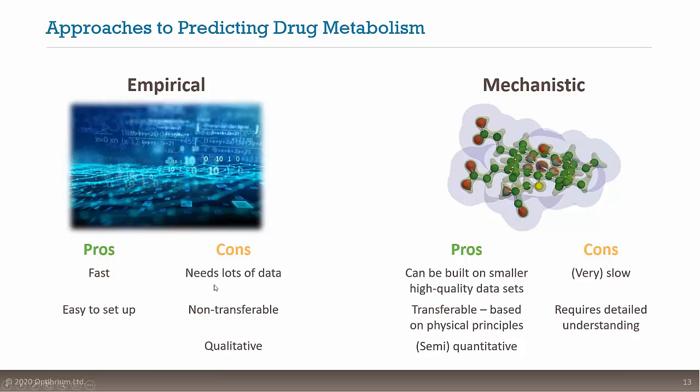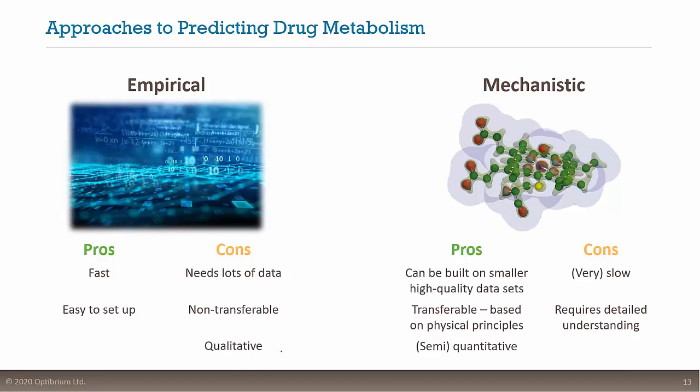But the downside is typically they need a lot of data. Metabolism is a very complex process, and so we need a lot of data to understand the patterns within it for the machine learning methods to really be able to dissect that information. They also tend to be quite non-transferable, by which I mean they're trained on a specific area of chemistry, specific classes of compounds, or particular types of sites of metabolism. If you ask it to make a prediction for quite a different compound, then it's moving outside the domain of applicability, and the accuracy of those predictions will diminish very quickly.